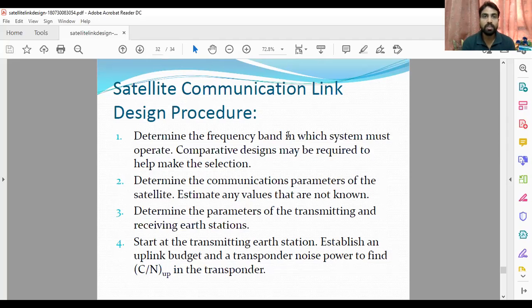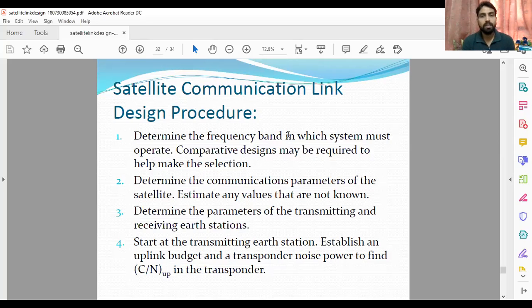So satellite communication link design first requires this. And a comparative design may be required to help, so we create the link budget analysis. Link budget analysis is nothing but the creation of a table. Different types of tables are there. Suppose you are using this transmitter, you would have that cost and you would have that benefit. Cost, benefit, inputs, installations, all that matters, and on the basis of all that, one can make the selection.